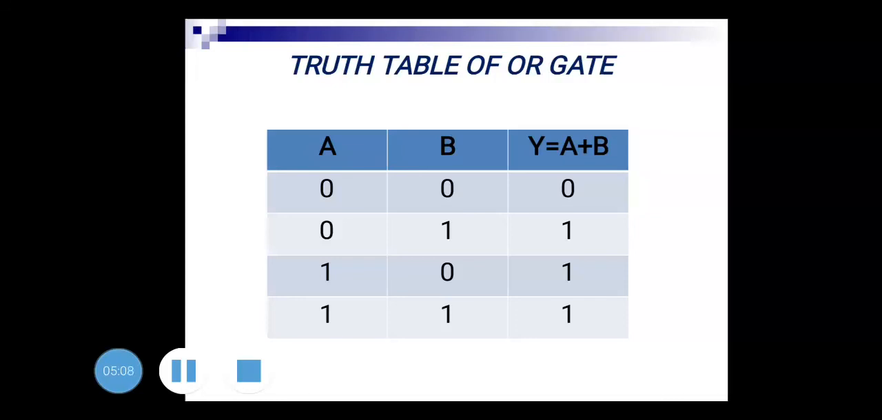So if you are giving both the inputs as 0, the output is 0. And if you give the input to the OR gate as 0 and the second input B as 1, then it will give the output as 1. So if you check, the output you get is a binary 1. Now if you give input A as 1 and input B as 0, it will give the output as 1. And if you give both inputs A and B as 1 and 1, then the OR gate will give the output as 1.